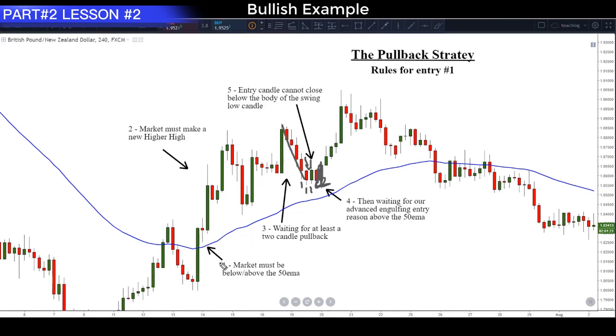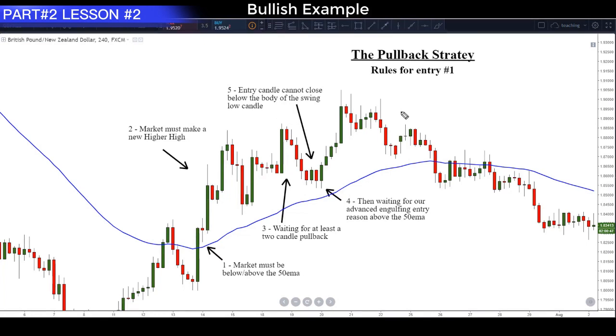We now have a market above the 50 that's making new highs, that had more than a 2 candle pullback, and that gave us an advanced engulfing entry. The last question we have to ask ourselves is, does the close of our entry candle right here go above the body of the previous swing high right here? Obviously the answer to that question is no, so we can check off rule number 5, and we have a valid entry reason number 1 for the pullback strategy in the bullish direction.